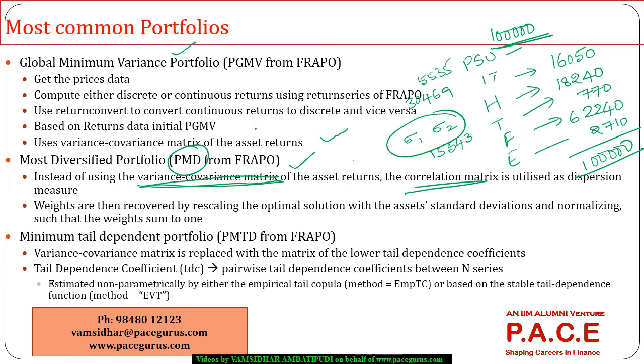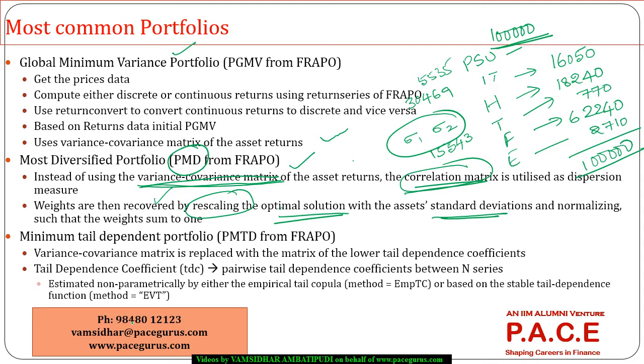So this is the process. You could see that the weights are computed based on the correlation matrix. I'm not going into more and more details. I'm just giving you the basic insights into each of the different measures. So the weights are finally computed by rescaling the optimal solution with the standard deviation of the asset. Whatever solutions have come out, we have rescaled them with the standard deviation of the assets and normalized them in such a way that the overall sum of the weights comes out to 1.